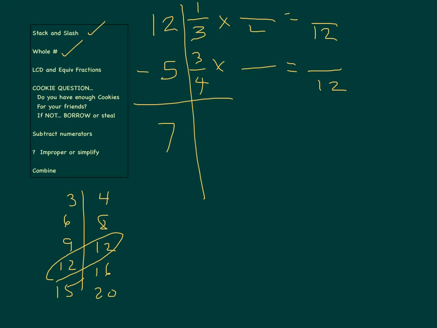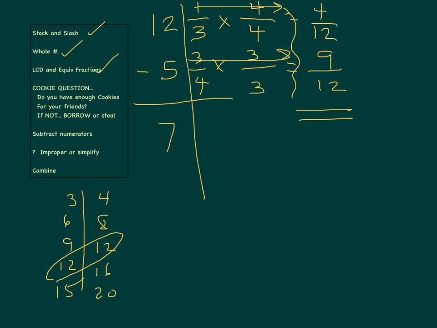Now 3 times 4 is 12. Whatever I do to the bottom, I do to the top. 1 times 4 is 4. 4 times 3 is 12. Whatever I do to the bottom, do to the top. And 3 times 3 is 9. Now, I'm working with just the fraction.